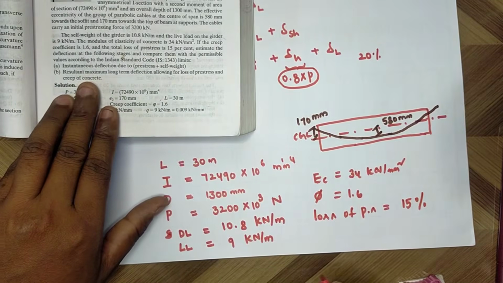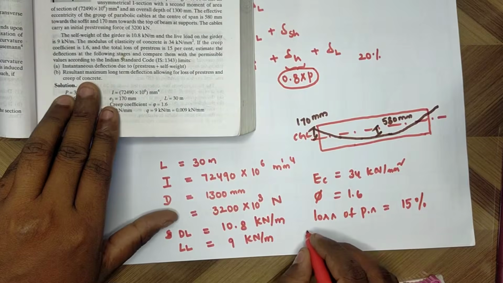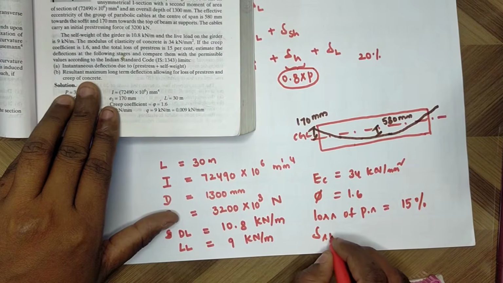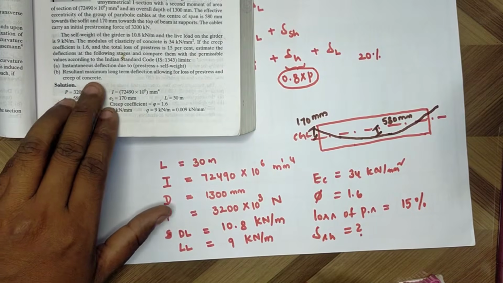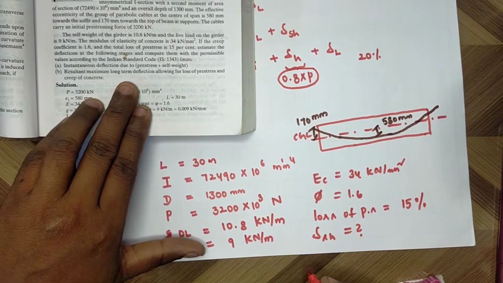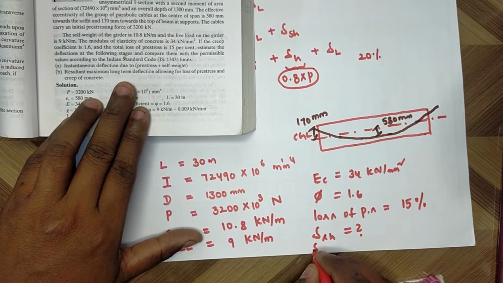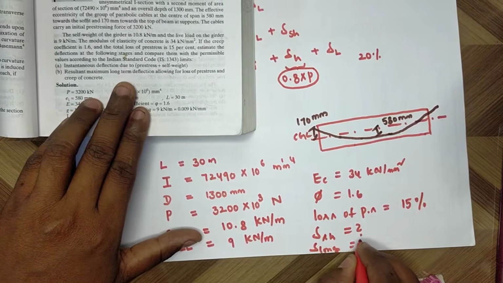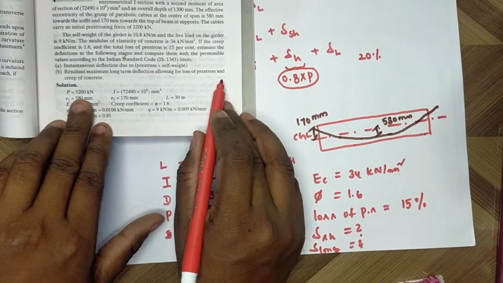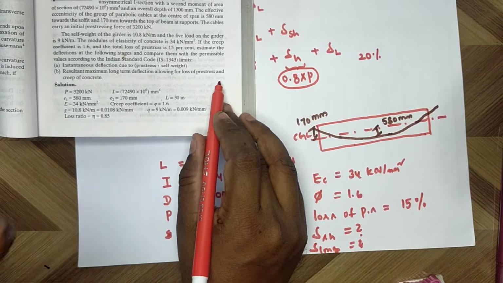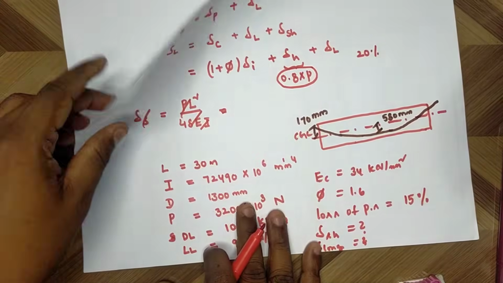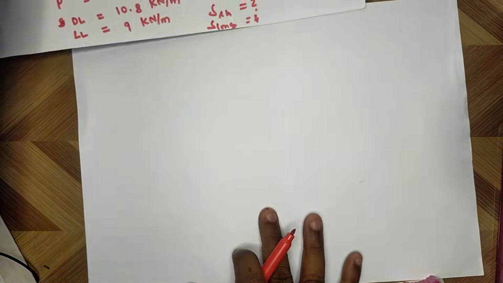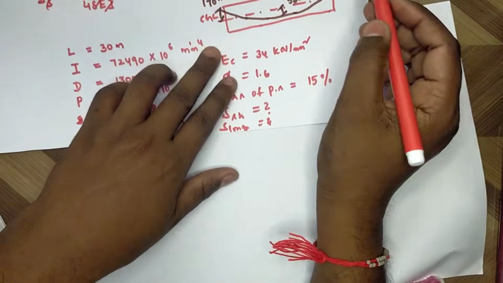Now they are asking to estimate the instantaneous deflection or short-term deflection, and also asking for the long-term deflection allowing for loss of prestress and creep. We need to consider both creep and loss of prestress. We will try to solve this problem. First, what we need to do for this type of tendon profile.